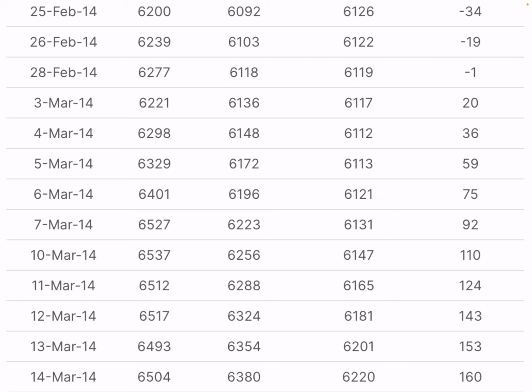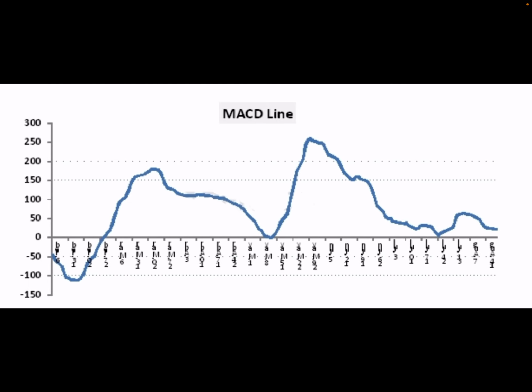To visualize the convergence and divergence trend, traders usually plot the MACD value chart, often referred to as the MACD line. So this is the MACD chart of Nifty for data points starting from 1st January 2014 to 18th August 2014. As you can see, the MACD line oscillates over a central zero line. This is called the central line.